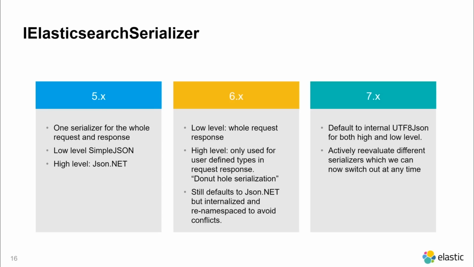So why is the Elasticsearch serializer slightly different for the high-level client than it is for the low-level client? For that, I need to give you a bit of history as to how serialization used to work in the client. In our 5.x version, so we're currently at 7.x, we used one serializer for the whole request and response. In the low-level client, we used SimpleJson, primarily because it's an easy, dependency-free JSON serializer that was easily embeddable. And the high-level client used JSON.NET.